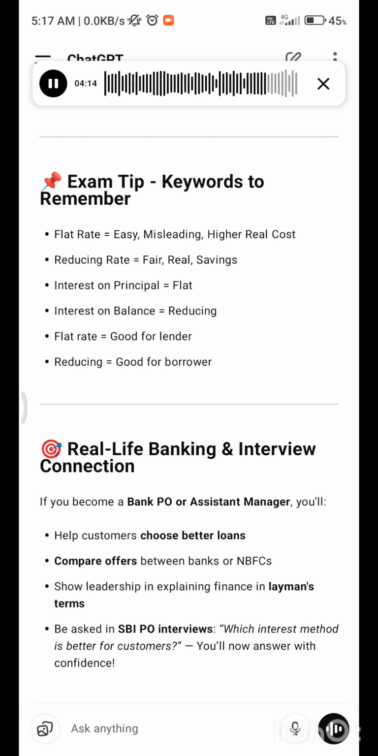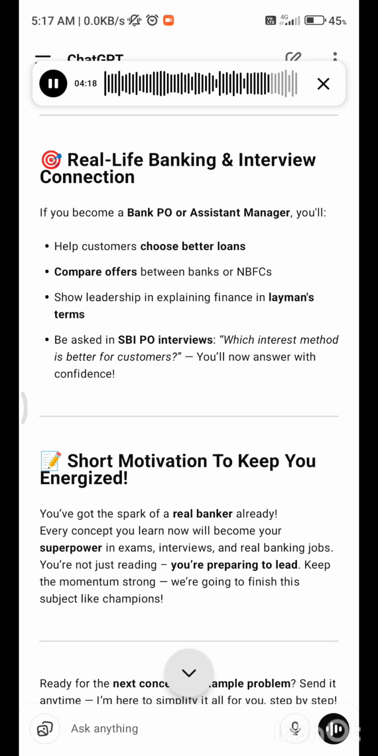Real-life banking and interview connection. If you become a bank PO or assistant manager, you'll help customers choose better loans, compare offers between banks or NBFCs, and show leadership in explaining finance in layman's terms. Be asked in SBI PO interviews, which interest method is better for customers? You'll now answer with confidence.